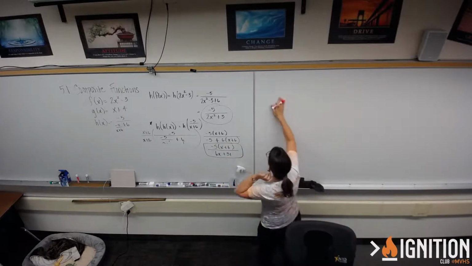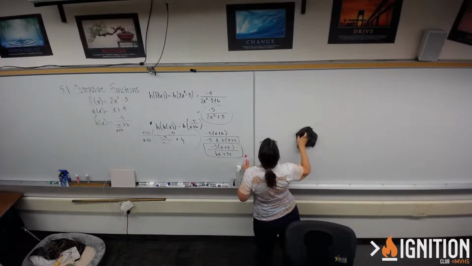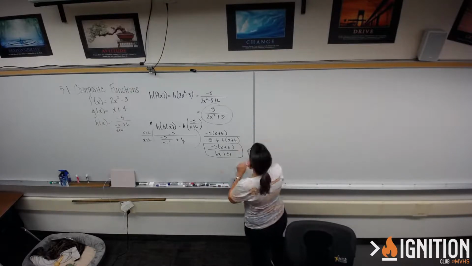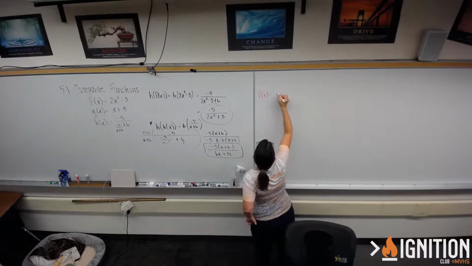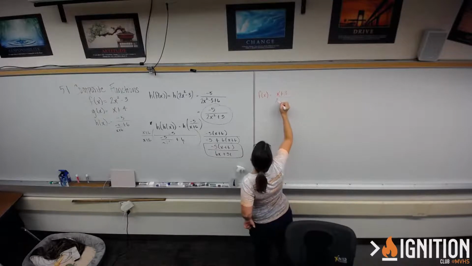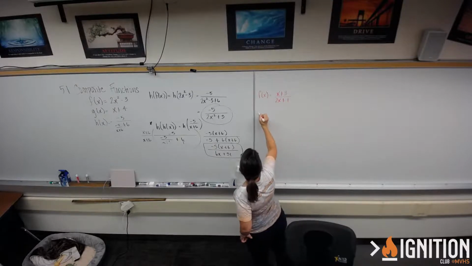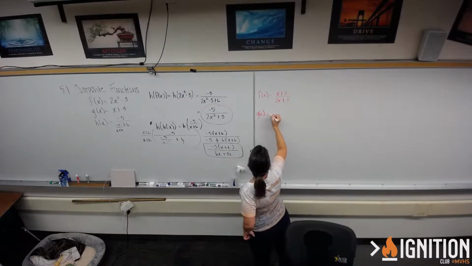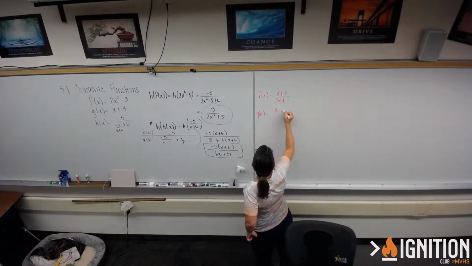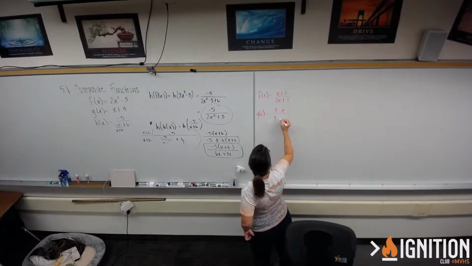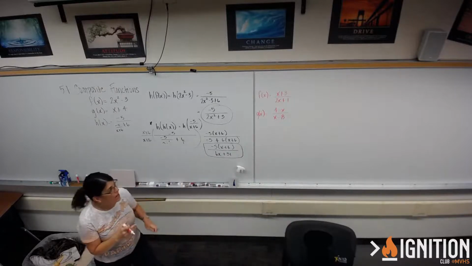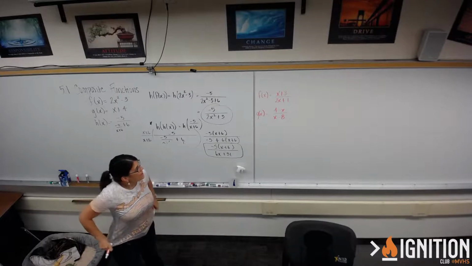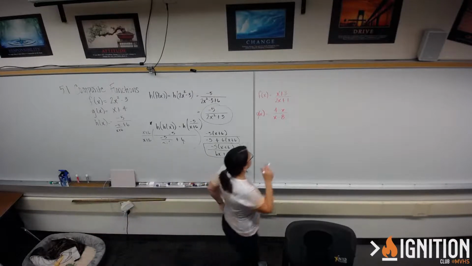Okay, so let's look at new functions. Let's say that f is x plus 3 over 2x plus 1. And let's say g is, how about 4 minus x over, how about x minus 8? So I want to practice using the complex fractions. Let's just do f of g, because that's what we're used to.